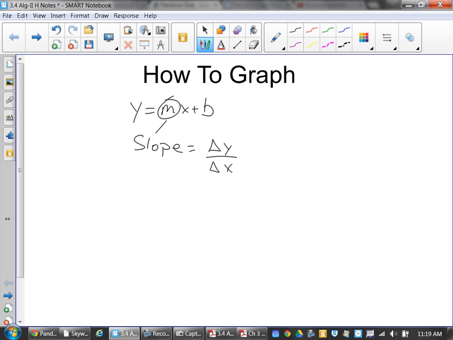All right. So your slope is your change in y over change in x. Remember, rise over run. A lot of you guys can forget that. And b is your y-intercept, the one that jumps out at you.